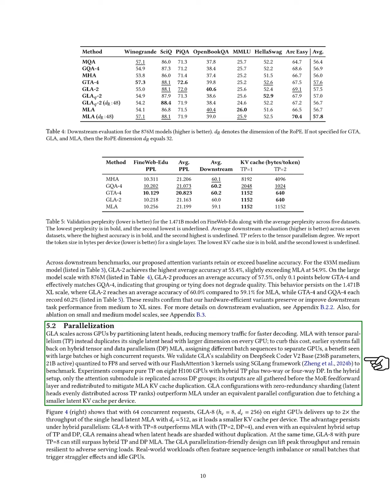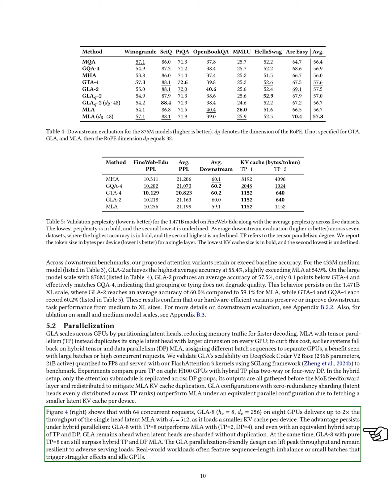GLA configurations with zero redundancy sharding outperformed MLA in similar parallel setups because they accessed a smaller key value cache per device. For instance, with 64 concurrent requests, GLA8 on 8 GPUs delivered up to twice the throughput of the single-head latent MLA. This advantage continued under hybrid parallelism, where GLA8 outperformed MLA even when both used similar setups.